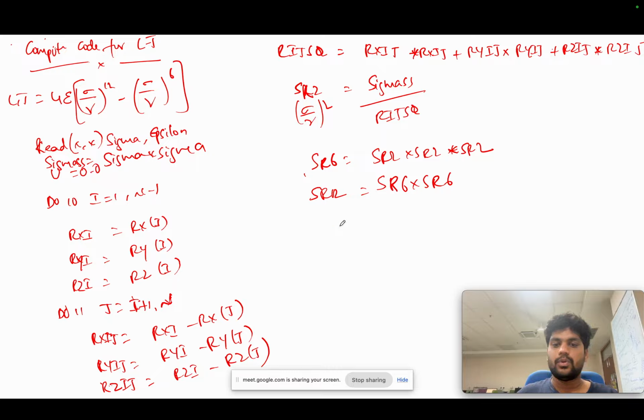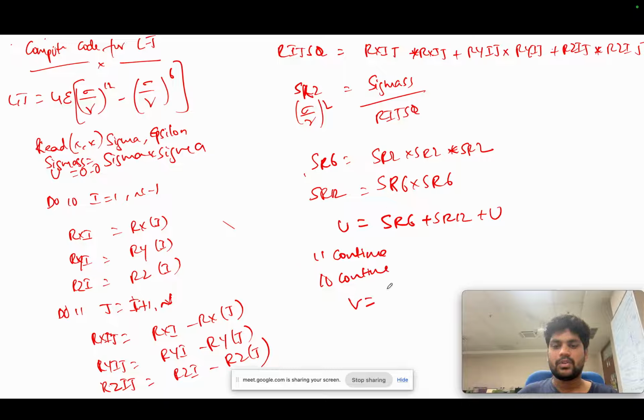Now U equals SR6 plus SR12. Now we will update this, and then we will close the U loop, plus U, this initial value. So now we will close the first loop, and then we will close the I loop. Now we will get this value.